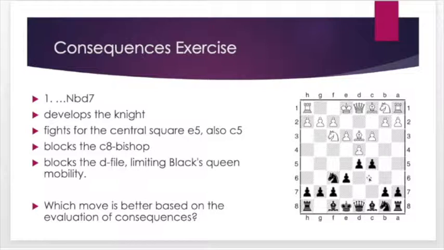So let's look at our second move. Knight from b8 to d7, which would be this knight moving to this particular square right here. So let's look at the positives. It does develop the knight. That's good, we want to develop our knight. It does protect the center. A knight on d7 will influence both e5 and c5.